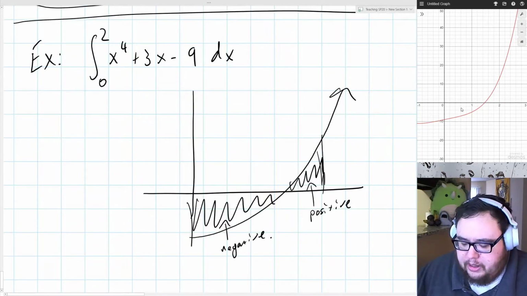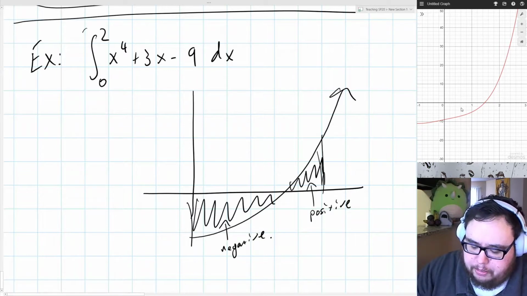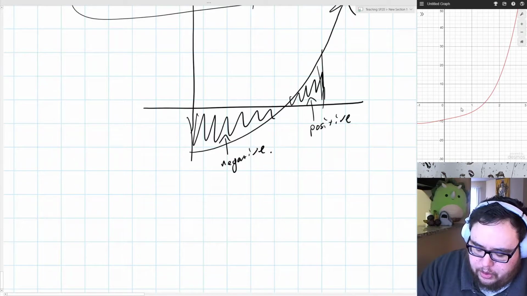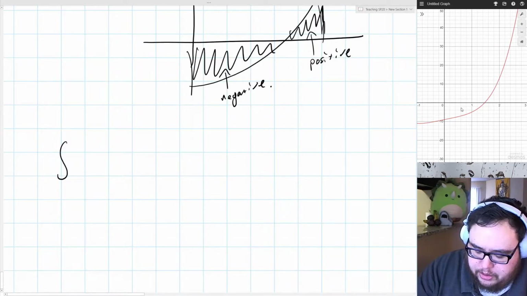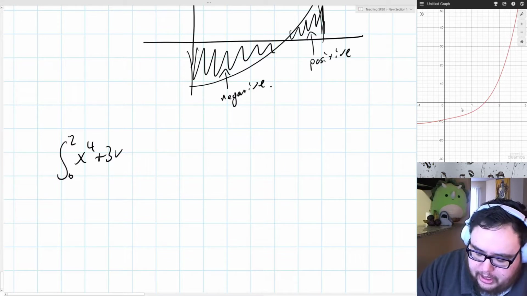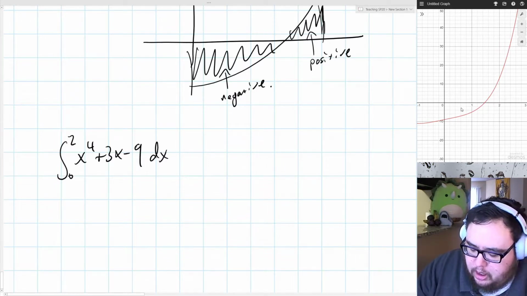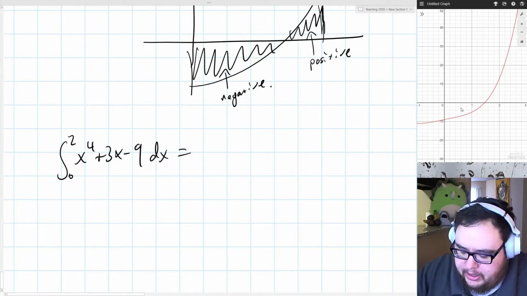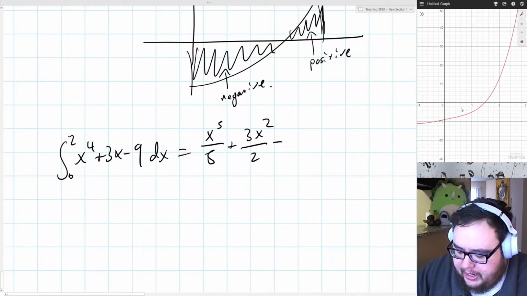But we can do this without ever thinking about the graph. We can just find an antiderivative and then plug in our bounds using the fundamental theorem of calculus, right? So the first thing we want to do, the integral from 0 to 2 of x to the fourth plus 3x minus 9, we want to find the antiderivative, which we did for our previous problem. That's x to the fifth over 5 plus 3x squared over 2 minus 9x.